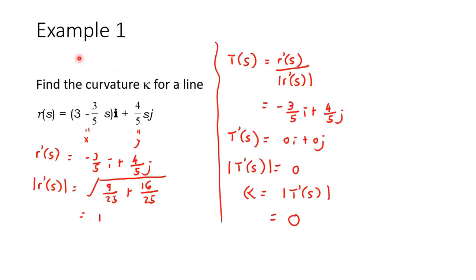So example 1 is actually the curvature of a straight line. Find r prime s, magnitude r prime s, T(s) is r prime s divided by magnitude r prime s, and then from T(s), find T prime s, which is equal to the curvature.